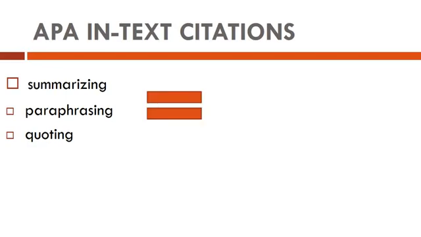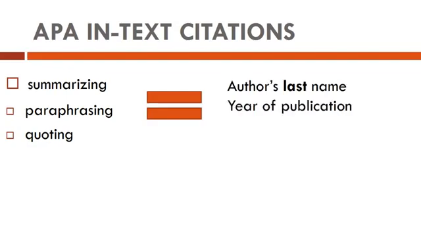1, the author's last name, and only the last name. Do not include the author's first name. 2, the year of publication. When was the document that you are summarizing, paraphrasing, or quoting from published? And finally, the page number with a P dot before the number.